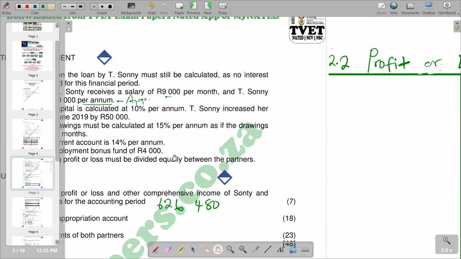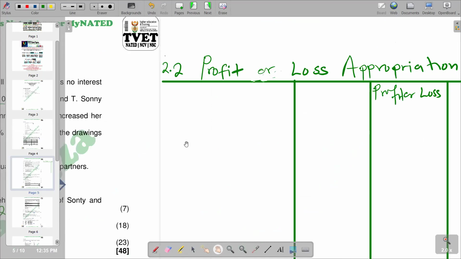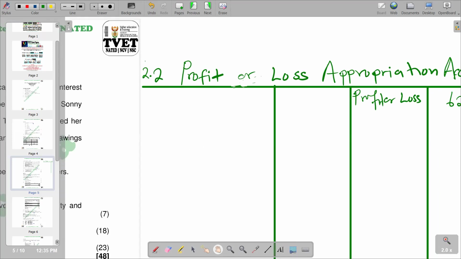Now we are going here to the profit and loss appropriation, and we take it to the debit side of the appropriation account. So we're going to say salary, and it's 120,000.